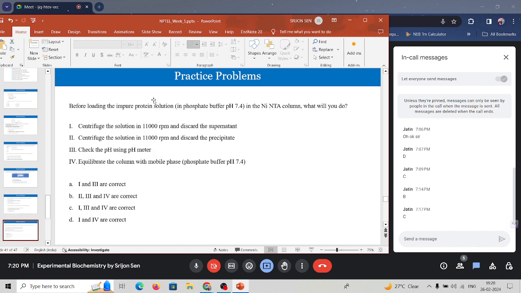Before loading the impure protein solution in the Ni-NTA chromatography of phosphate buffer pH 7.4, what will you do? So what are you going to do before loading the impure protein sample in a Ni-NTA column? Centrifuge the solution at 11,000 rpm and discard the supernatant. Centrifuge the solution at 11,000 rpm and discard the precipitate. Check the pH using a pH meter and equilibrate the column with mobile phase. So what will you do?